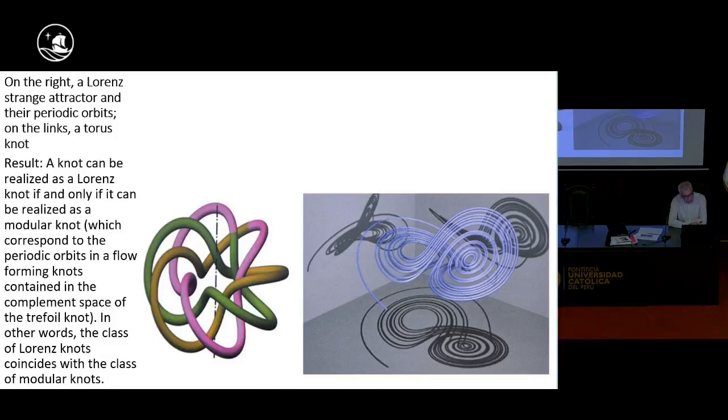What is a modular knot? It is a knot which corresponds, in very simple language, to the periodic orbits in a flow, in a fluid flow, for example, forming knots contained in the complement space of the trefoil knot. The complement space of the knot is the space outside the knot, which is not included in the knot itself. And this complement space is very, very rich in structure, in properties, and in behaviors. In other words, the class of Lorenz knots coincides with the class of modular knots.